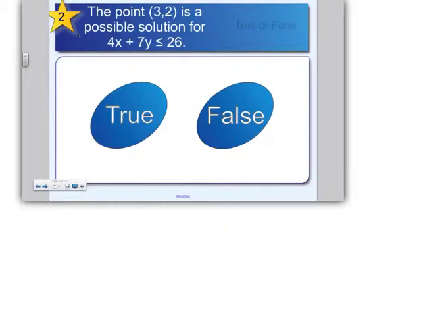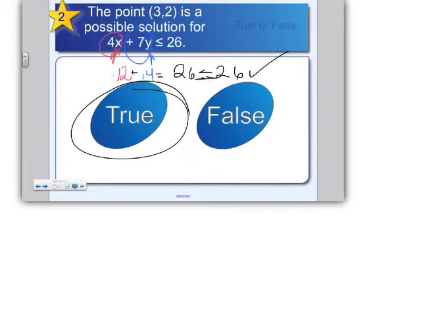Similarly, if we took a look at this one, we would plug 3 in for x, which would make this be 12. And we would plug in 2 for y, which would make this equal to 14. Which would mean that 12 plus 14 is equal to 26. Is that less than or equal to 26? Yes, it is, because it's less than or equal to.